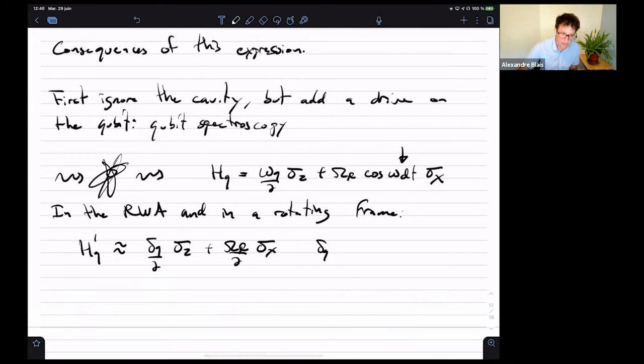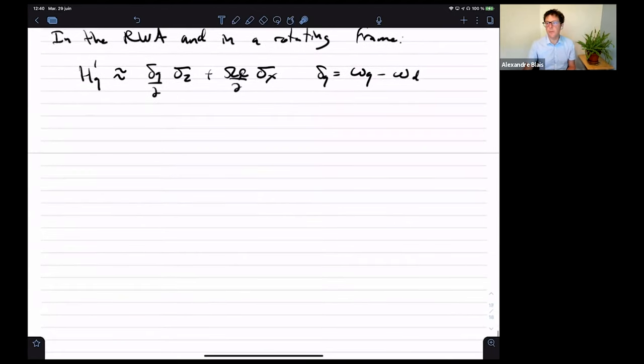That's the Hamiltonian that you are familiar with for a two-level system that is driven. It's just the Hamiltonian of a driven system where the effective frequency, the frequency of this rotating frame, is the difference between the qubit frequency and the drive frequency. So if you drive on resonance, you only have an X. If you don't drive on resonance, you have both.